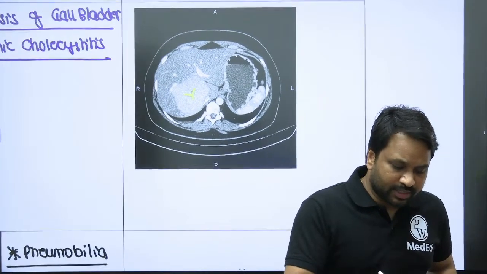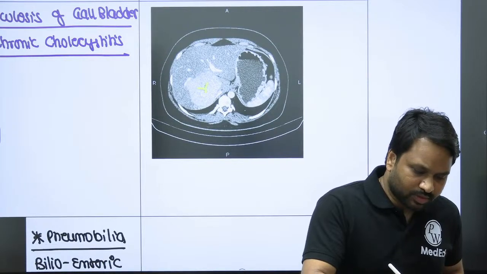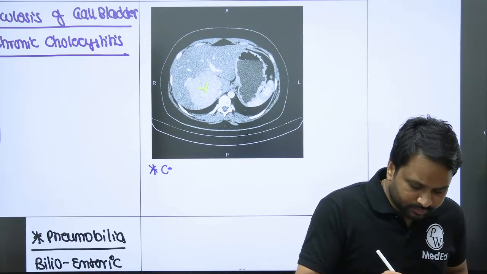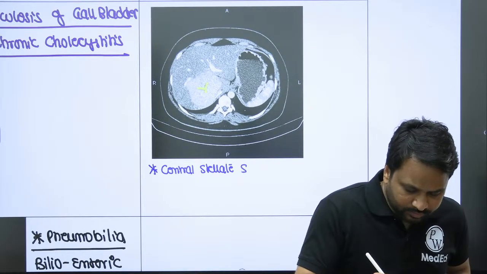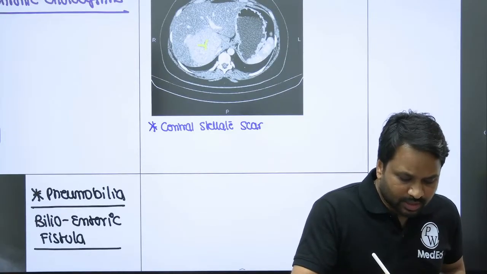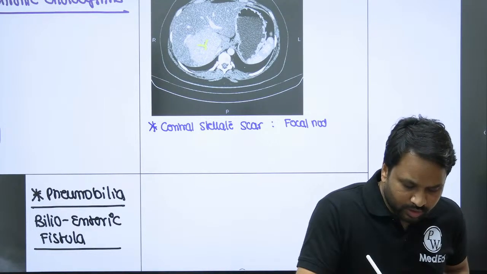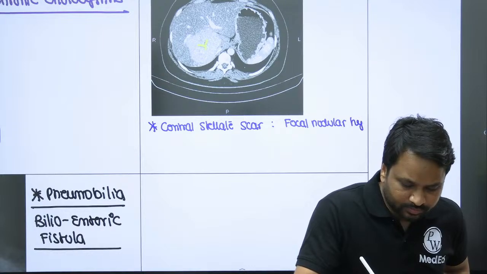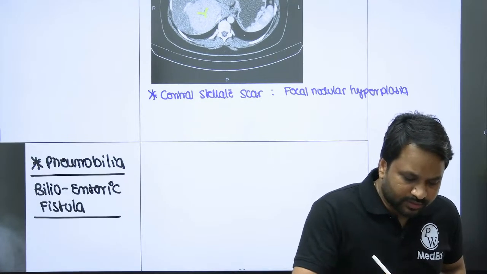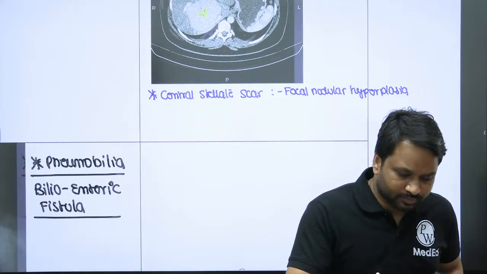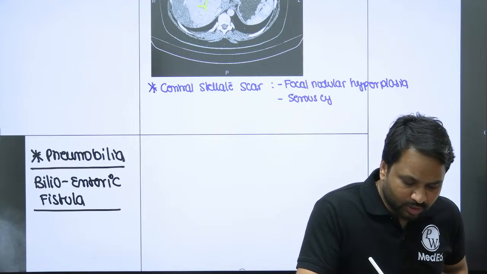Now a central stellate scar is seen in focal nodular hyperplasia. So this is your central stellate scar. It is seen in focal nodular hyperplasia. This is also seen in serous cystadenoma of pancreas.